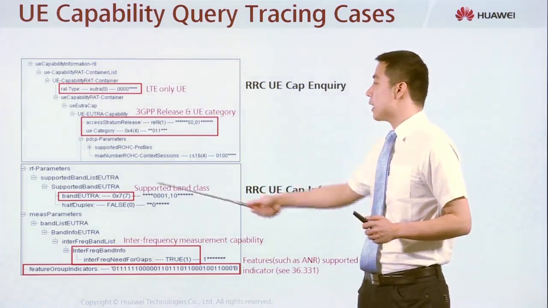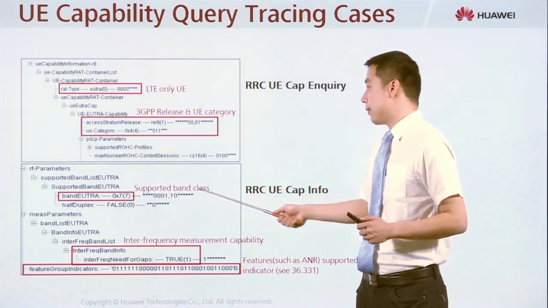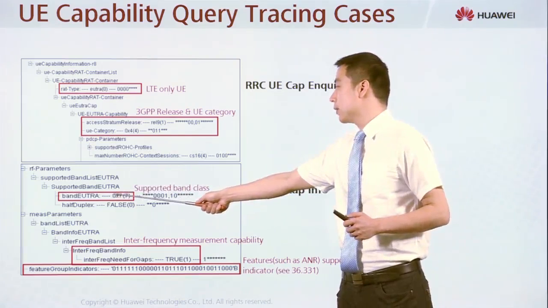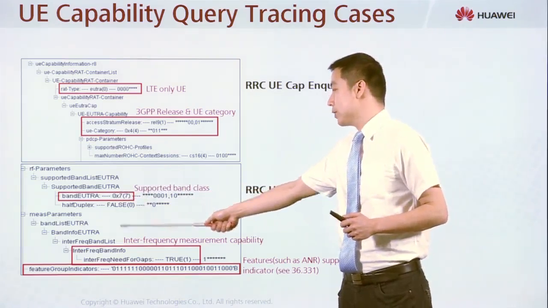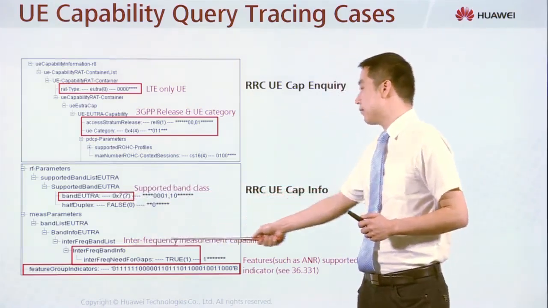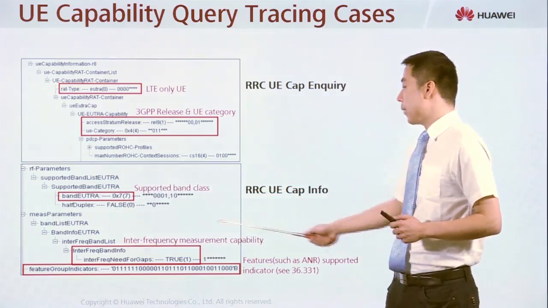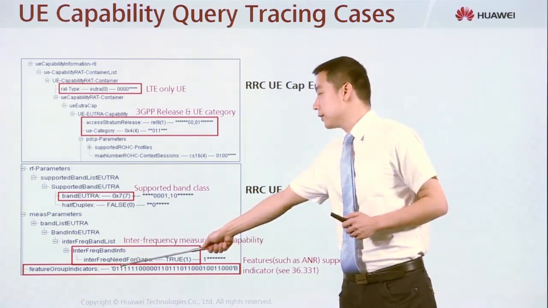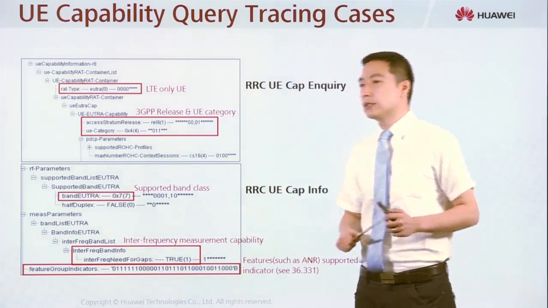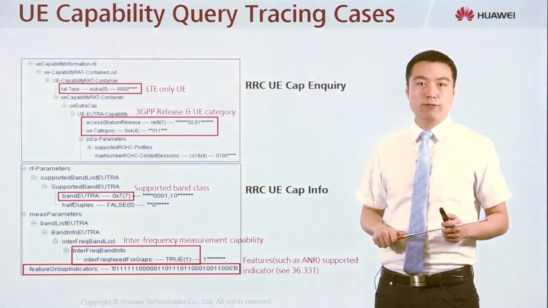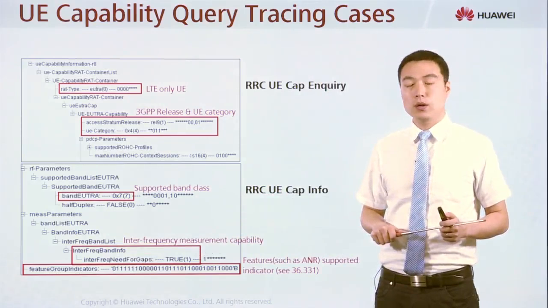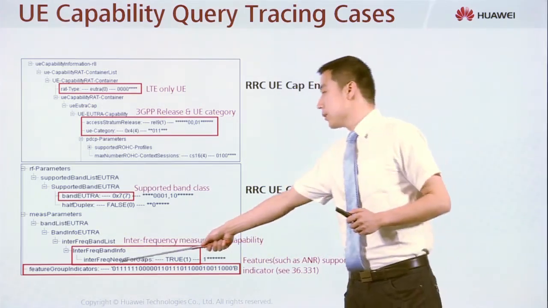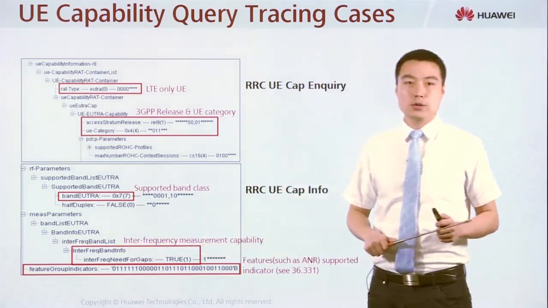And also, we can see some other frequency band capabilities. This is the supported band class for this UE. And also, the inter-frequency measurement capabilities. And also, the feature group indicators. These feature group indicators indicate the feature capabilities of the user, some features supported or not supported by this UE.